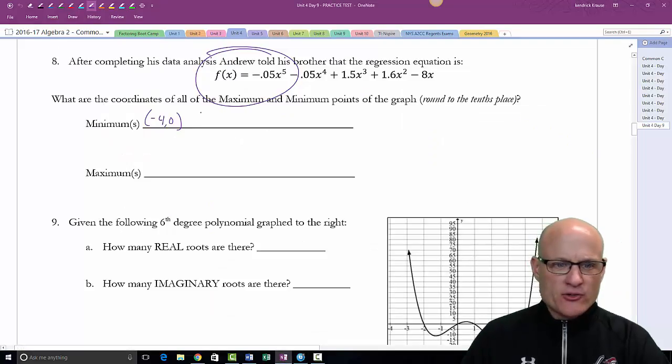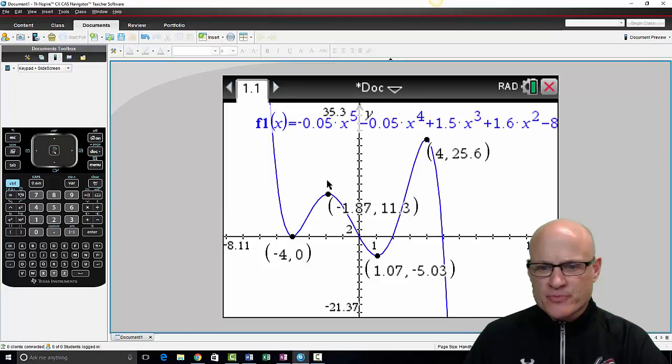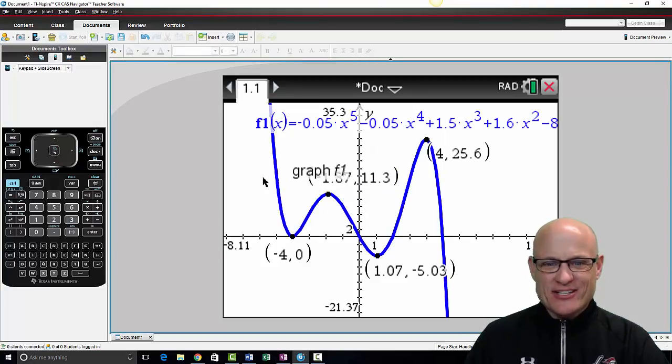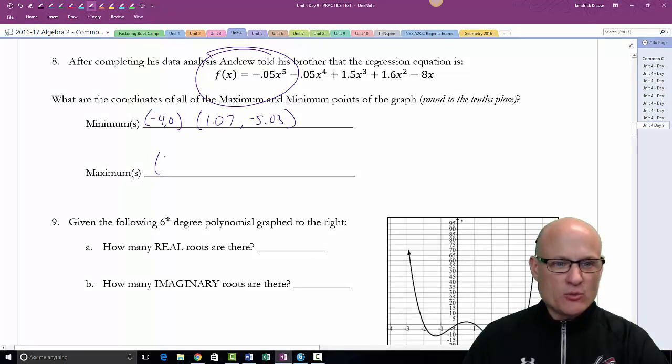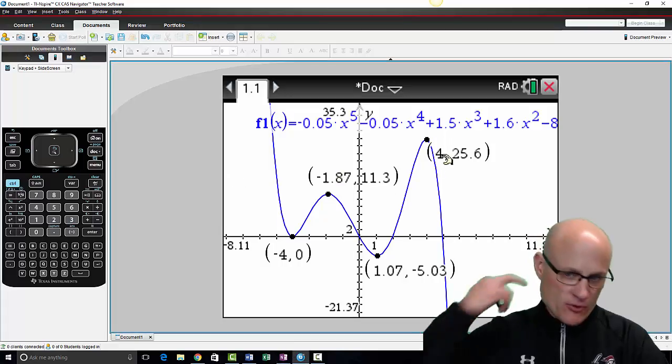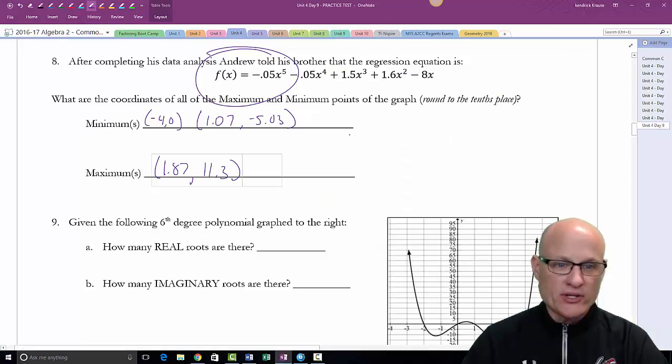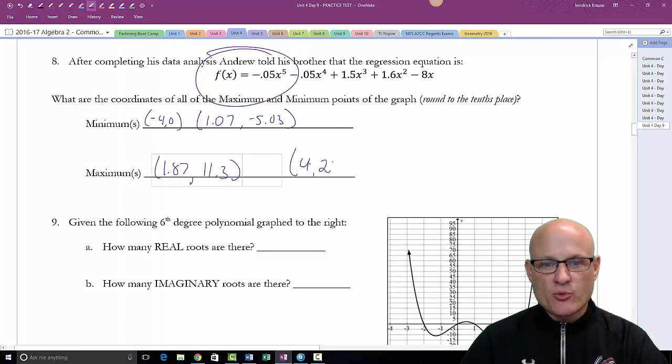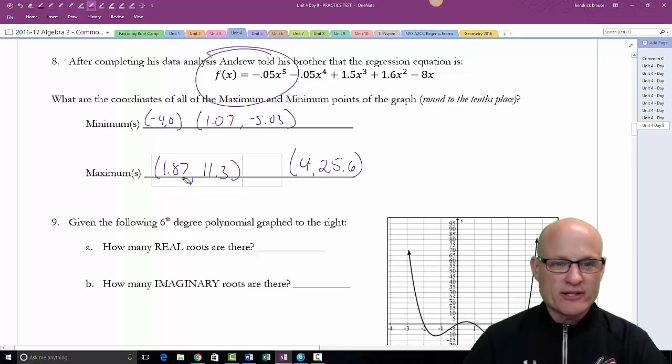1.07, negative 5.03. 1.87, comma, 11.3. Obviously, it said round to the tens place. Should have said probably hundreds place, whatever. And 4 and 25.6. And the other one is 4 and 25.6. So to make these round to the tens place, I guess this should be 9. And this should be a 0. All right. Oh, and this should be a 1.